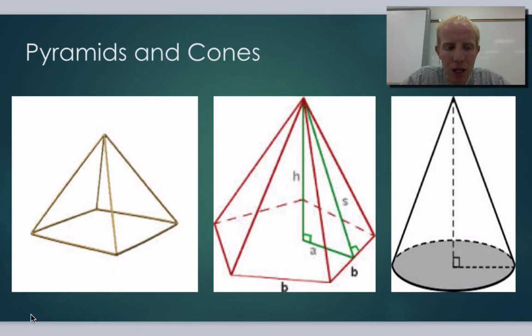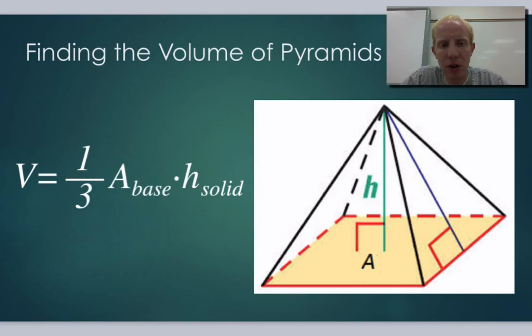Okay, and so the formula for how we find the volume is given by 1/3 the area of the base times the height of the solid. So you'll notice it's very similar, area of the base times the height of the solid, but now we have to times it by 1/3. Now in class we went through a proof to show why this is. I'm not going to take the time to do that right now.